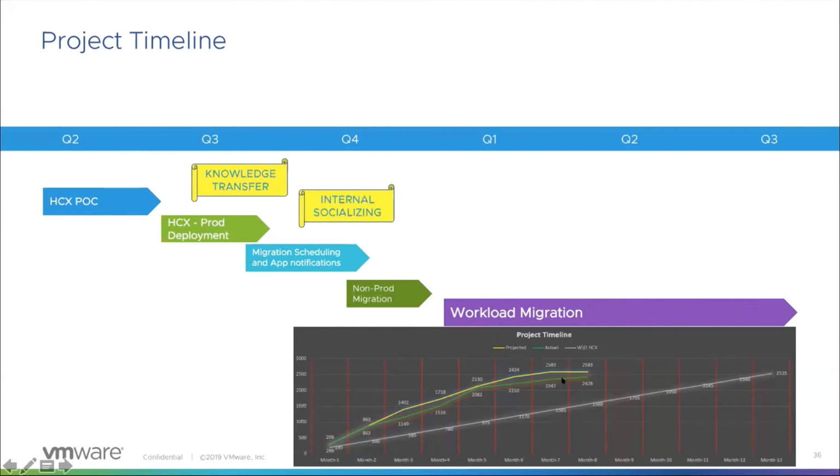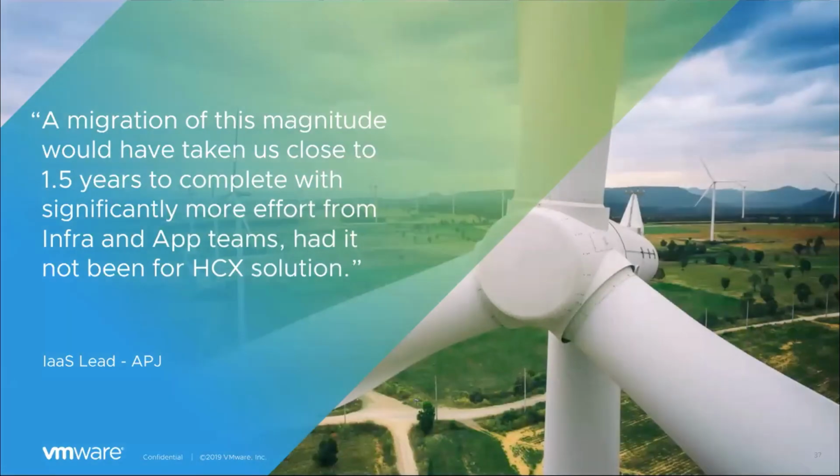So again, very close to each other. The only deviation you see there is because of the decommissioning of some of the VMs. During those 6 months, roughly 80 odd VMs got decommissioned. That's why there is a bit of a deviation.